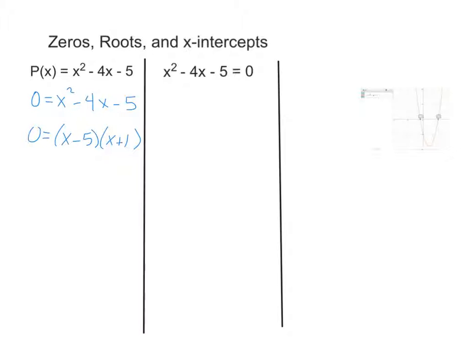It looks like I factored it right. x squared plus x minus 5x, which makes negative 4x, and then negative 5. So then the solutions, the zeros, would be x equals 5 and x equals negative 1. Those are the zeros of the polynomial function p of x equals x squared minus 4x minus 5.